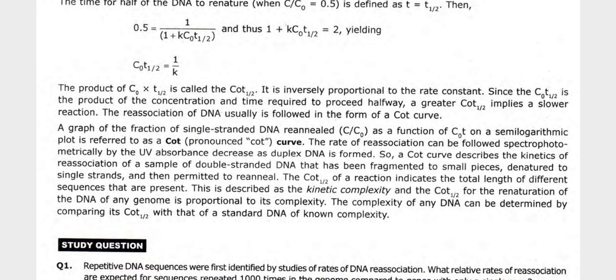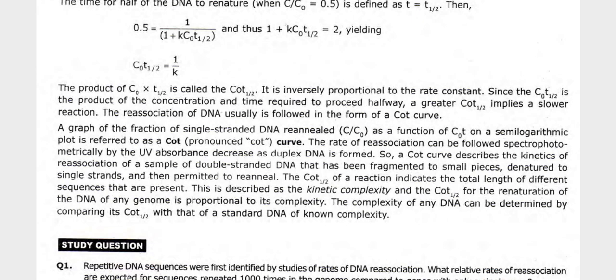The rate of reassociation can be followed spectrophotometrically by the UV absorbance decrease as duplex DNA is formed. So a Cot curve describes the kinetics of reassociation of a sample of double-stranded DNA that has been fragmented to smaller pieces, denatured into single strands, and then permitted to reanneal. The Cot half of a reaction indicates the total length of different sequences that are present.